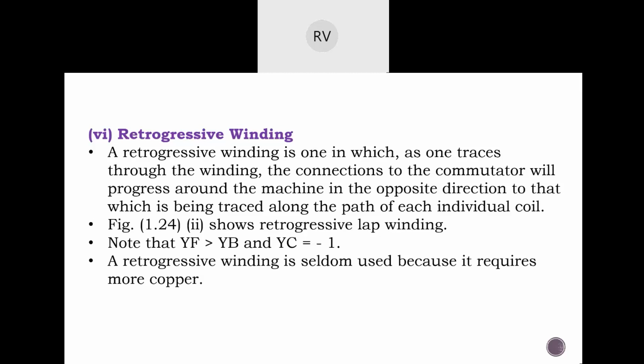A retrogressive winding is seldom used because it requires more copper. So this type of connection you won't be seeing very much. It is very rarely used because the amount of copper required for this type of winding is greater than for progressive windings. So we will always go for progressive windings rather than retrogressive windings.